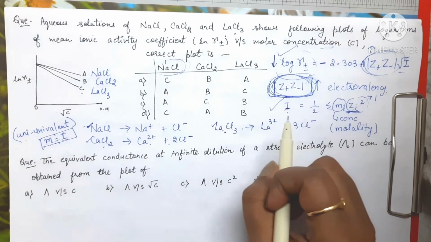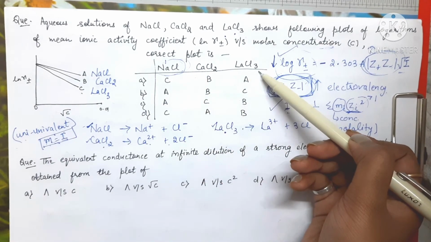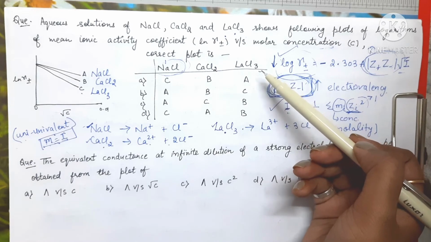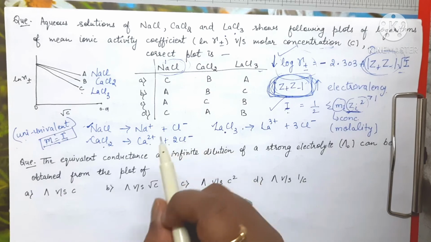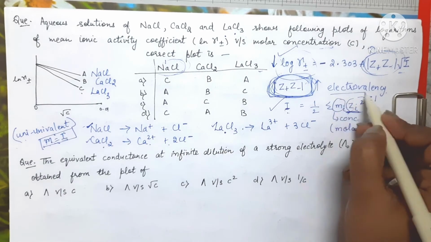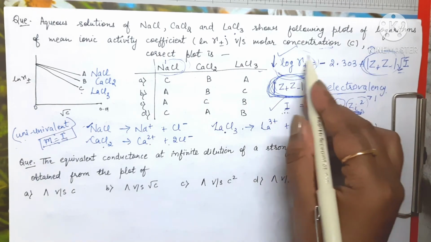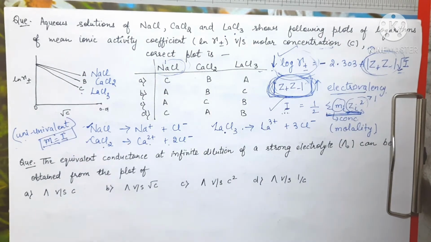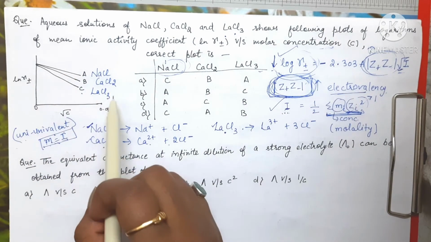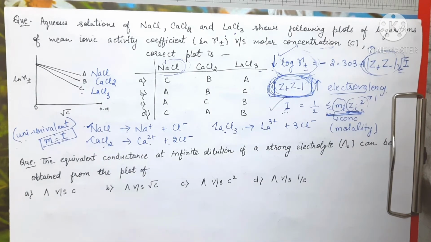So that way you will be knowing that from NaCl to CaCl2 to LaCl3, the value of electrovalency increases, so ionic strength also increases. As the electrovalency goes up, if ionic strength increases, then definitely log of gamma value will decrease, because both have inverse relations. So that way you can find out the corresponding plots for these three solutions. Okay, so this is it for this question.